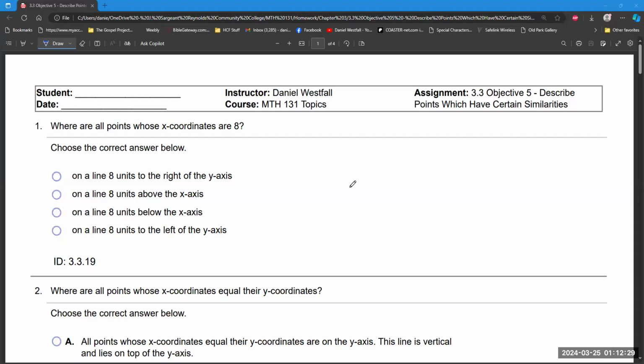In this video, we're going to talk about 3.3, Objective 5, where we describe points which have certain similarities. So the first question is, where are all points whose x-coordinates are 8? They're going to be on the vertical line x equals 8, which is 8 units to the right of the y-axis.